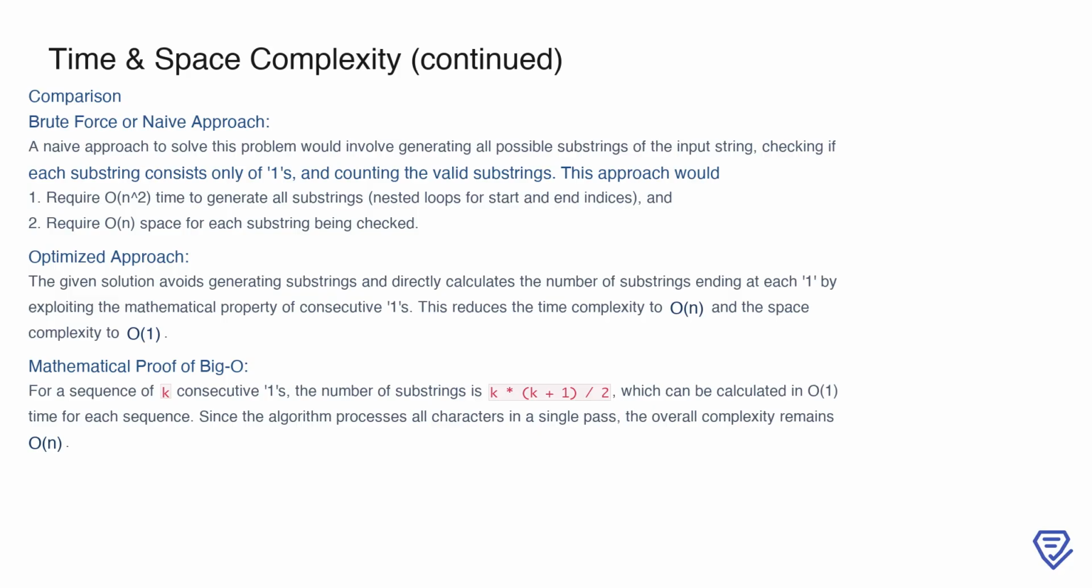For a sequence of k consecutive ones, the number of substrings is computed as k * (k + 1) / 2, which is an O(1) operation. Since the algorithm processes all characters in a single pass, the overall time complexity is reduced to O(n), and the space complexity remains O(1). This makes the optimized approach significantly faster and more memory efficient compared to the naive solution.